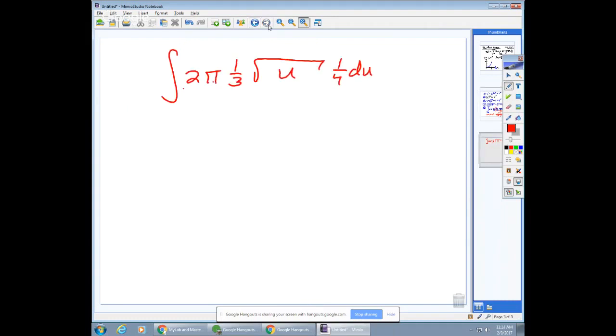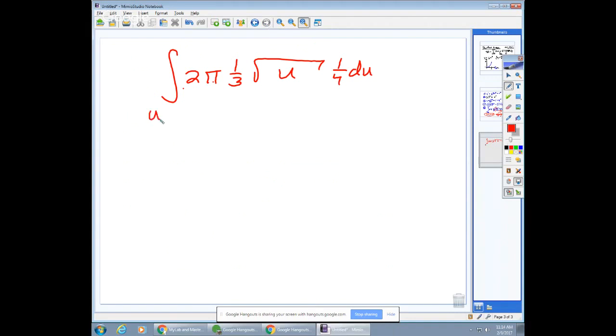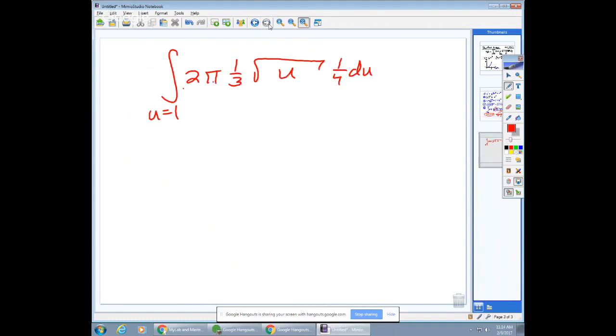So just cleaning this up, we could at this point replace the x boundaries with u boundaries. So for example, back here, if x is 0, u would be 1, right? So I could let u go from 1 to, and if x is 2, let's see, 2 to the 4th is 16, plus 1 is 17. So I could let u be 17, and then I don't have to worry about a reverse substitution, which works out okay here.